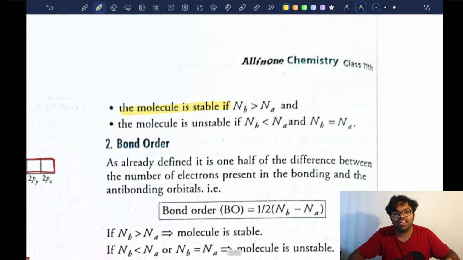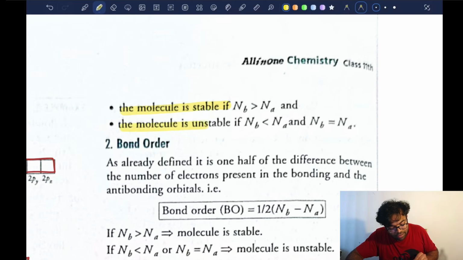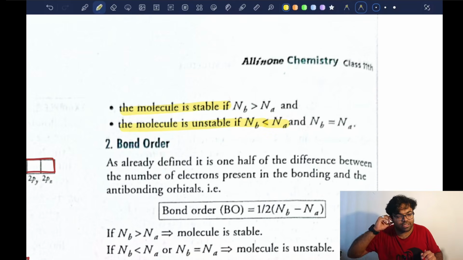We are going to understand more about this in the coming lectures. The molecule is unstable if the number of electrons in the bonding molecular orbitals is less than the number of electrons present in the anti-bonding molecular orbitals. Even if they are equal, even if you have the same number of friends as enemies, then also you're not stable, because there is always a chance of splitting up. The molecule may split up.